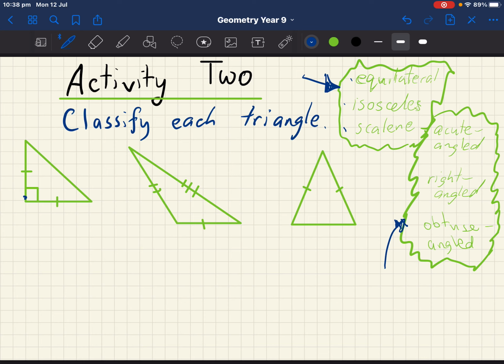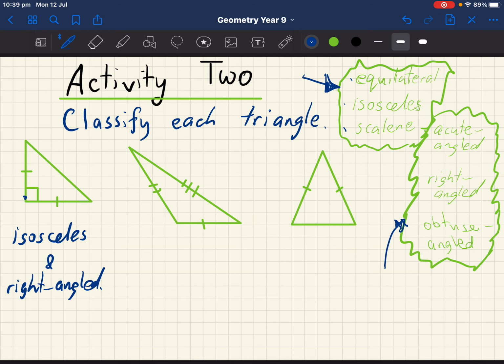Okay, so hopefully you've done it. For the first triangle, looking at the sides, we can see this one here, two of the sides are equal. So this first triangle is what we would call isosceles. And looking at the angles, I can see it has a right angle in it. So this triangle is isosceles and right angled. So that's the classification for the first one.